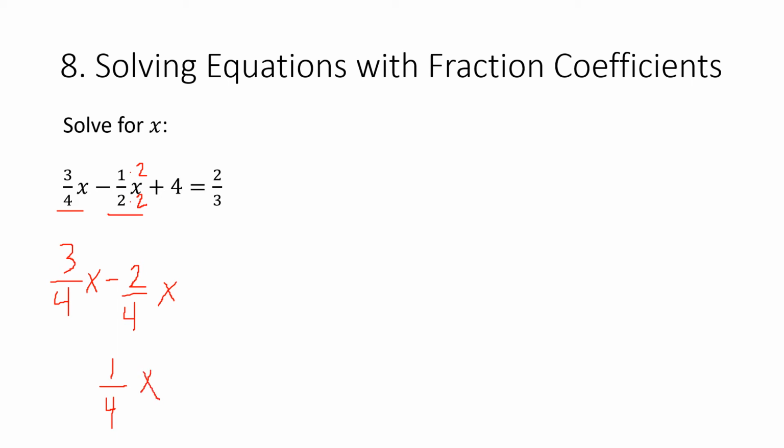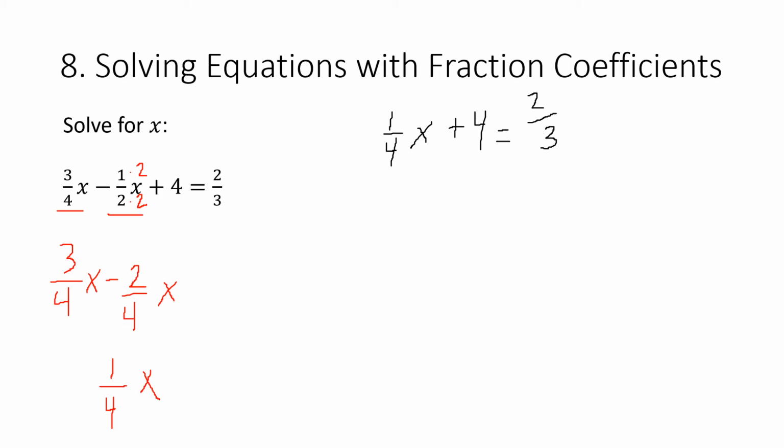So now that that's more neatly done, let's rewrite the equation at the top. So it's going to be 1/4 x plus 4 equals 2/3. Okay, so 1/4 x plus 4 is equal to 2/3.